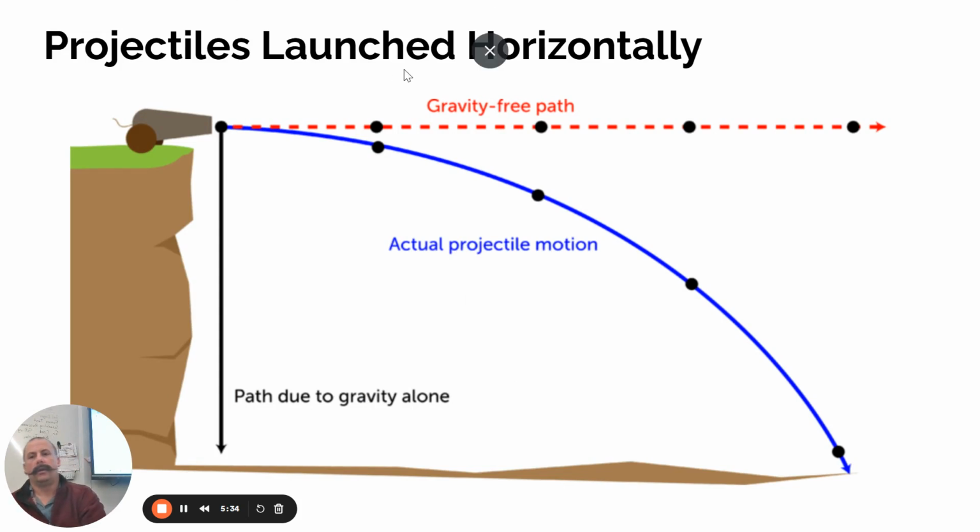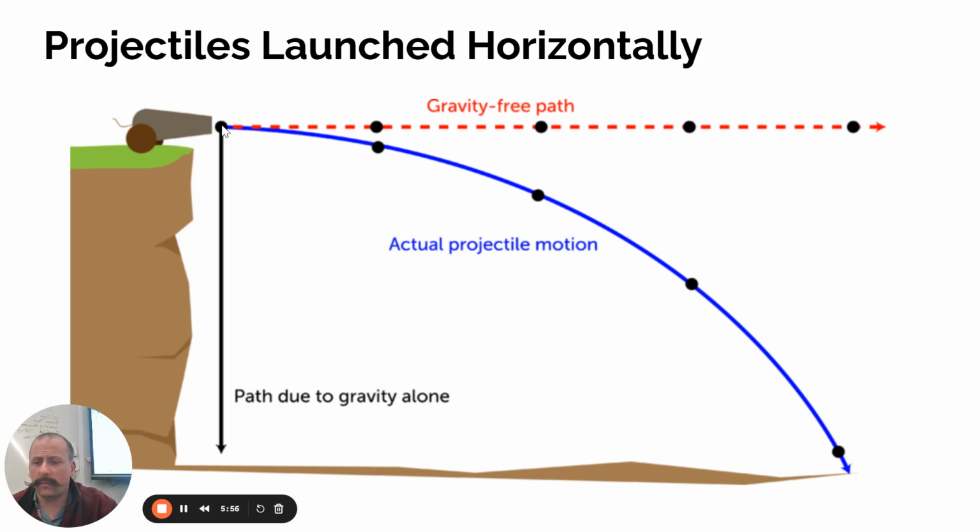Now, what this slide happens to show is a projectile that's being fired, and at each individual point, a certain amount of time has passed. And if you notice, those two black dots are directly above each other.